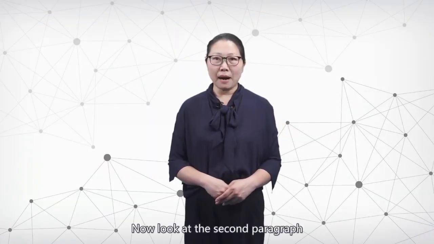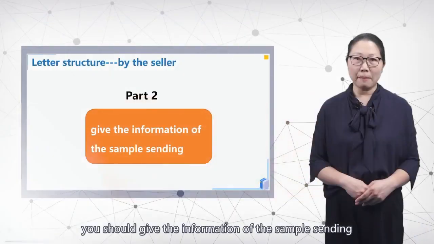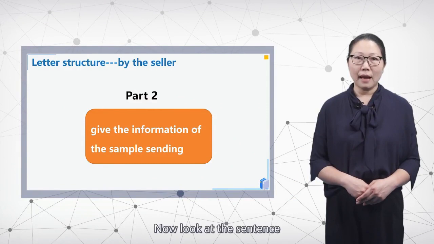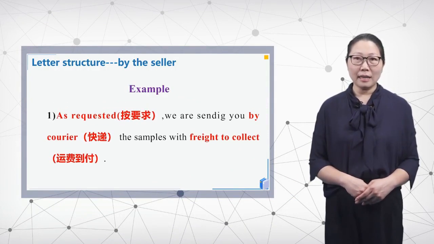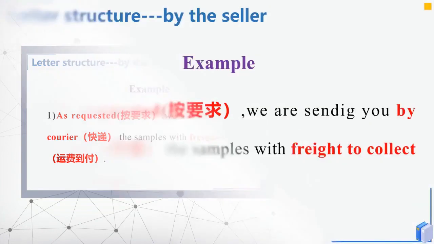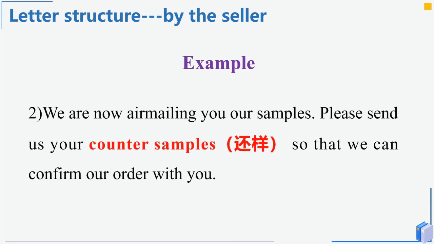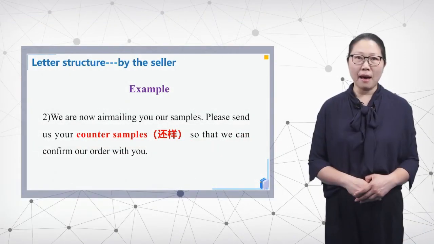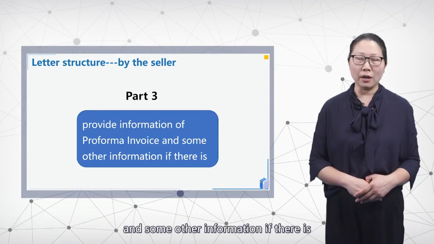Now look at the second paragraph. In the second paragraph, you should give the information of the sample sending. Now look at the sentences. As requested, we are sending you by courier the samples with freight to collect. We are now airmailing you our samples. Please send us your counter samples so that we can confirm our order with you. In the third paragraph, you can provide information of pro forma invoice and some other information if there is.